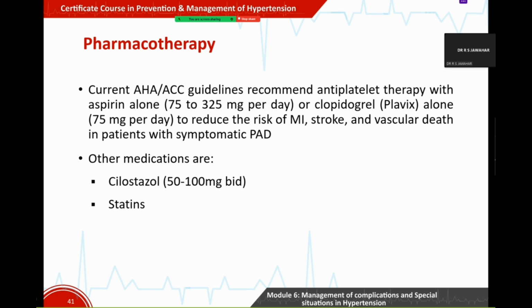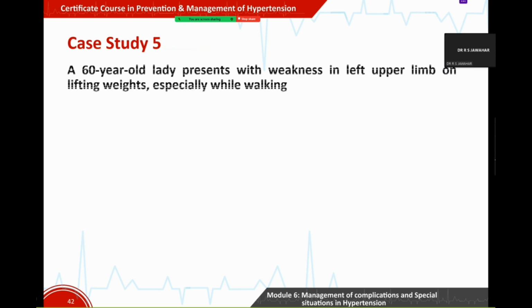Other medications: cilostazol, I told you, 50 to 100 mg. This is the peripheral vasodilator. And statins are a must in all vascular diseases, whether it is peripheral arterial disease or coronary artery disease or cerebrovascular disease, whether it is a hemorrhagic stroke or a thrombotic stroke, statins are a must. Not low intensity statins, at least medium intensity or high intensity statins.